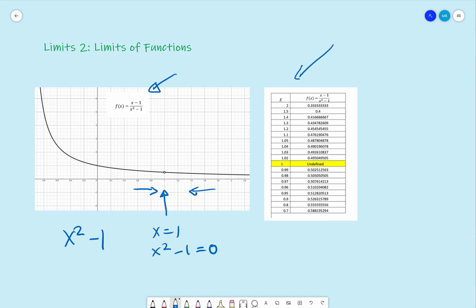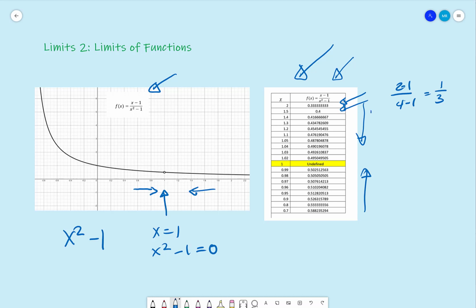So in this table here, you'll see we have x's and we have f of x. And I started here both from above and below, and we're going towards 1, where at x equals 1, the function is not defined. So at x equals 2, we have 2 minus 1 divided by 4 minus 1, which is just 1/3. And indeed, we show that right here. At 1.5, we get f of x equals 0.4.